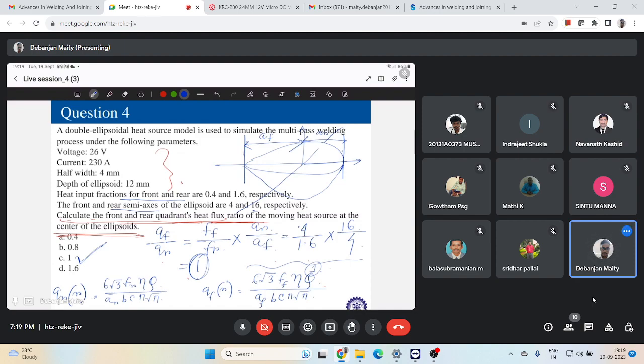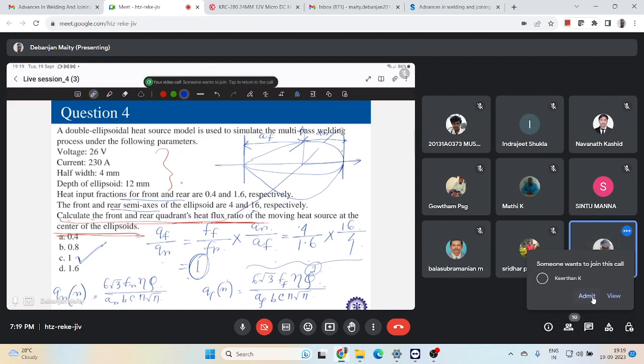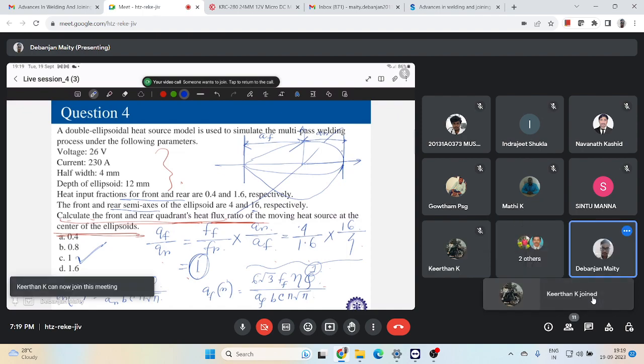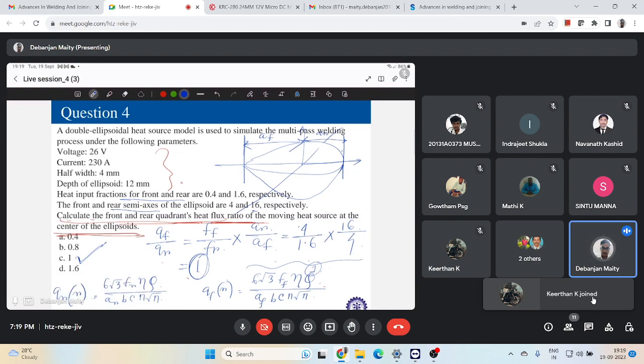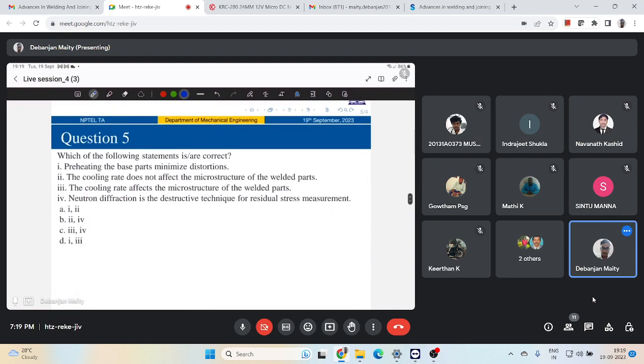Okay, so let's move to the next question. Which of the following statements is or are correct? Preheating the base parts minimizes distortion. The cooling rate does not affect the microstructure of the welded parts. The cooling rate affects the microstructure of the welded parts. This is very simple. Can you give me the correct answer?